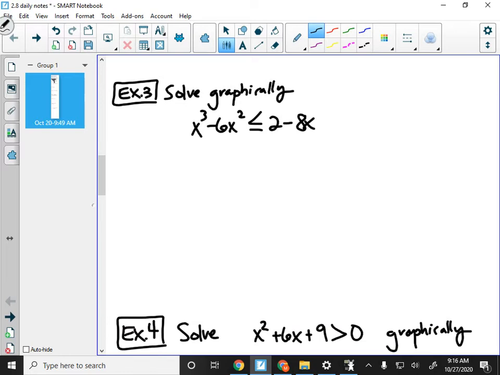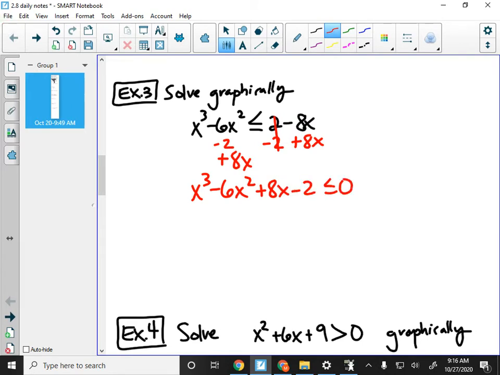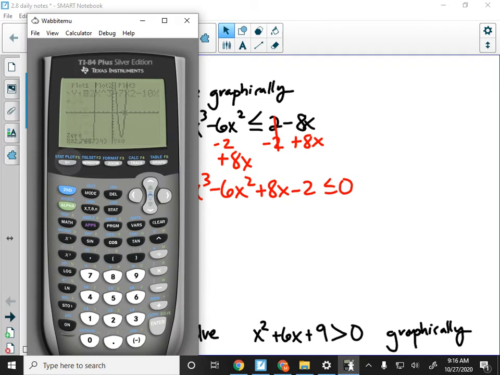Okay, I'm not going to skip this one. This one really quickly is very similar to that last one, but here's my only advice. If I had to solve this one graphically, I would do it just like that last one that we did, but I personally like to have it set equal to 0. So I'd have x cubed minus 6x squared plus 8x minus 2 is greater than or equal to 0. And now that I've got that, then I can go back to here.